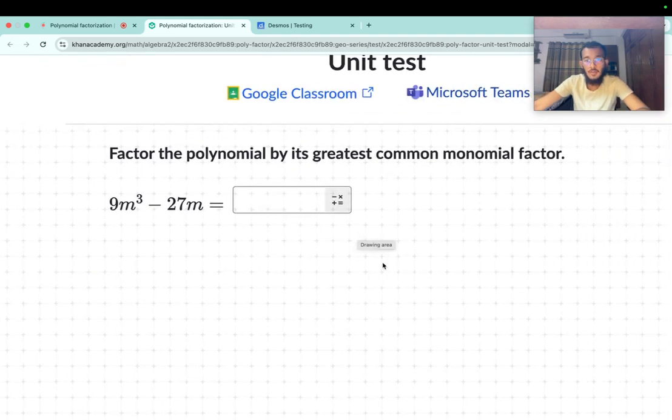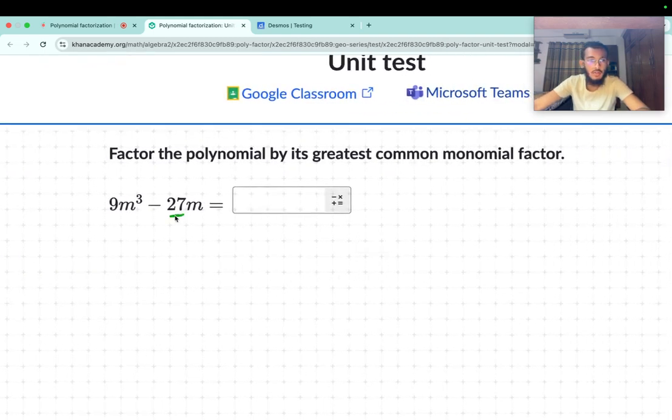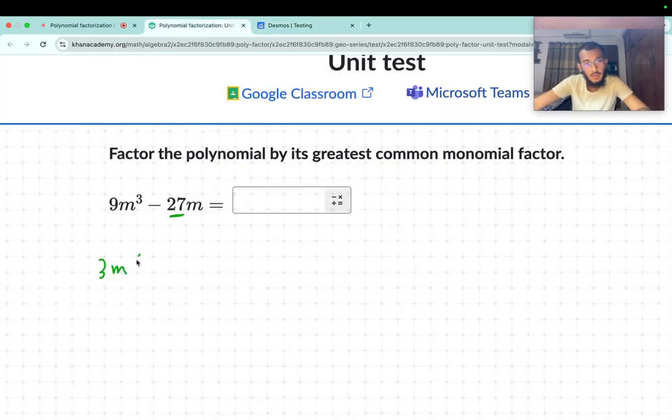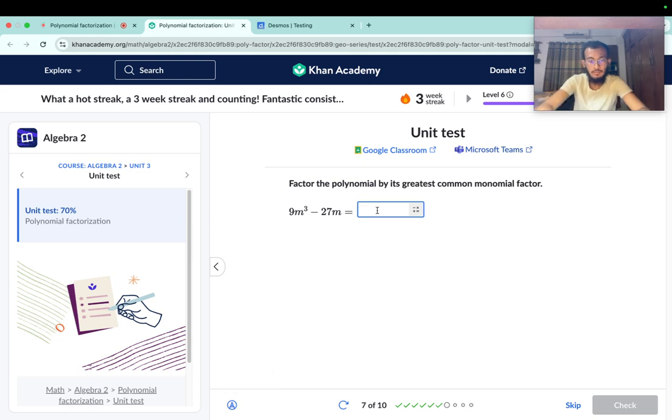Factor the polynomial by its greatest common monomial factor. I can take out 3, not 6, not 9, because 27 is not divisible by 6. It's divisible by 3, so 9. So I can take 3m out. So we have 3m squared negative 9. Let's see, 3 3s are 9, m cubed negative 9 3s are 27 m. So 3m times 3m squared negative 9.